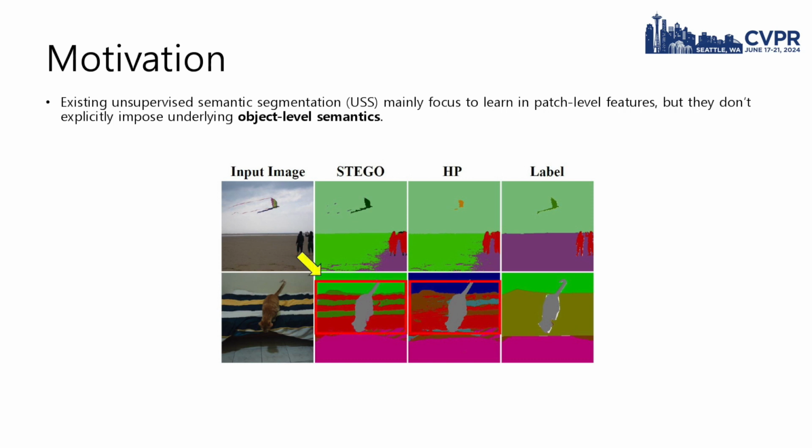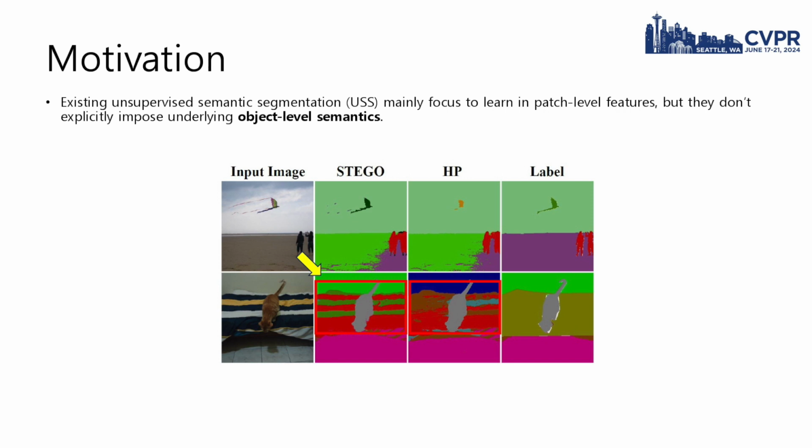tasks. Let's consider object-level semantics with an example marked in red in the second row. Blankets can vary in color and texture across different images. Without object-level semantics, these variations might lead to different feature representations for different parts of the same blanket. Ideally, features of all types of blankets should align, representing object-level semantics.